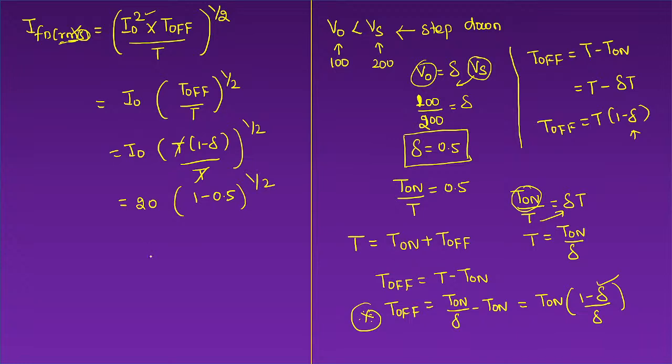Whole power 1 by 2. So this will be equal to 20 into 1 minus 0.5. Once again it will become 0.5 whole power 1 by 2. 0.5 can be written as 1 by 2. So you can write it like this, 2 by root 2. Any mistake? No. 0.5 can be written as 1 by 2 whole power 1 by 2, so it will be 1 by root 2 only.